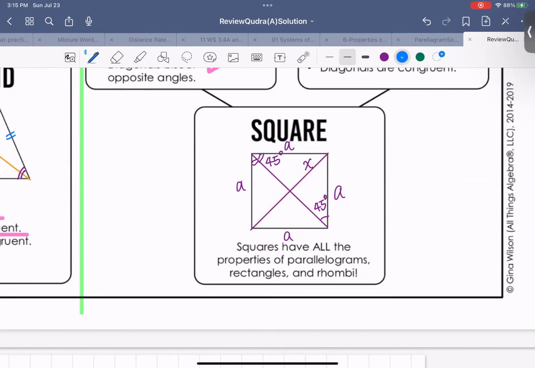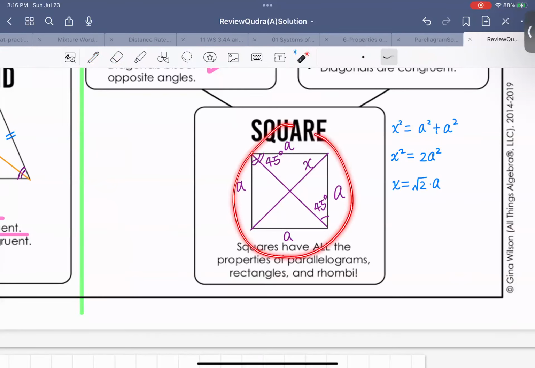Pythagorean theorem, x squared will be, this is a, so x squared becomes a squared plus a squared, correct? Yeah. So x squared becomes 2a squared, yes? Yeah. And then x will be square root of 2 times a. Make sense now? Yes. And that's what's going on, all right? That's a special thing for the square.